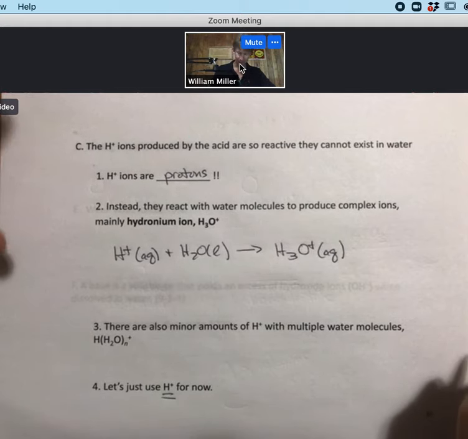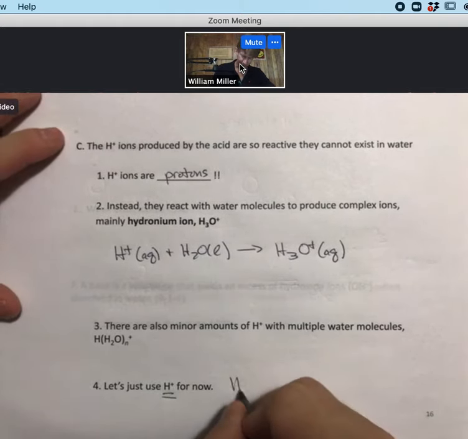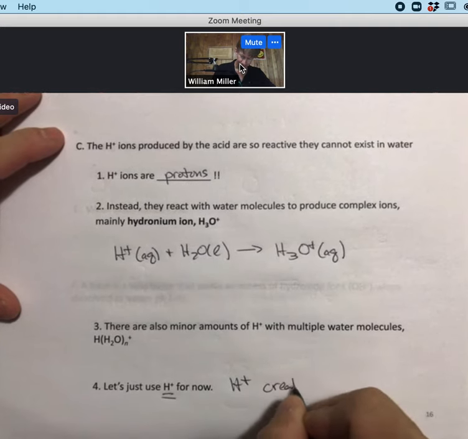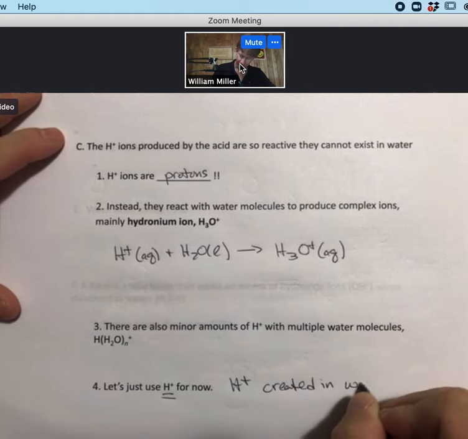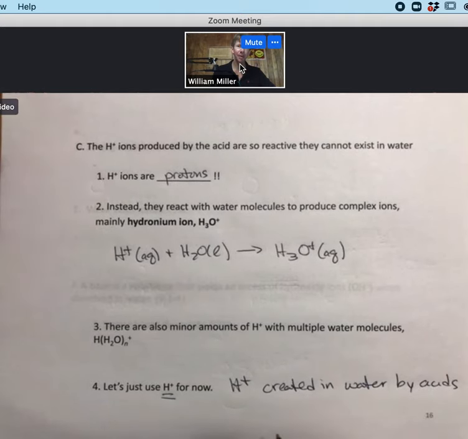H plus is what is created in water by an acid. So H plus, created in water by acids. It is our ambassador of acids. It is what we think of when we think of acids. And it is what we will use to calculate pH. End of story for this course.